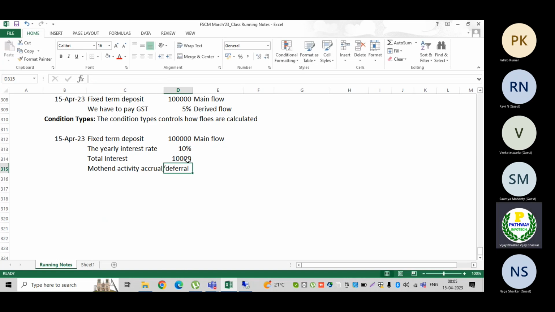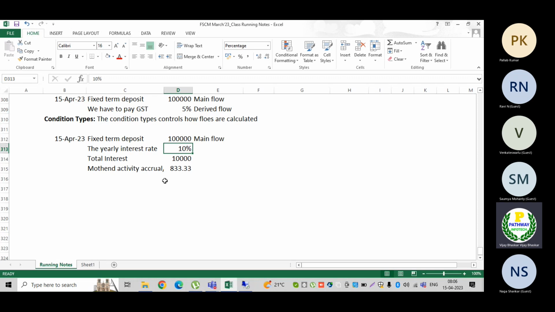Then the 10,000 rupees which we may be yet to receive needs to be divided into the 12 periods. So to calculate this, either a yearly interest calculation or a monthly interest calculation, what I need to do is define the condition. First of all, I need to define the condition: please go and calculate the interest at 10% on this investment.